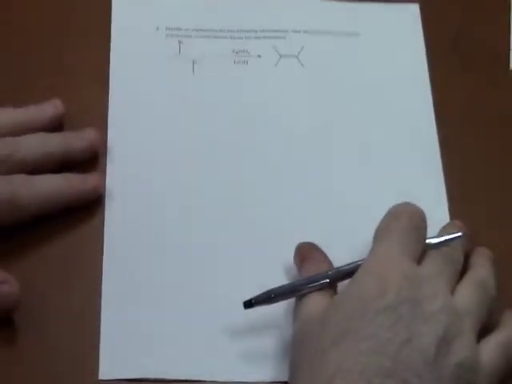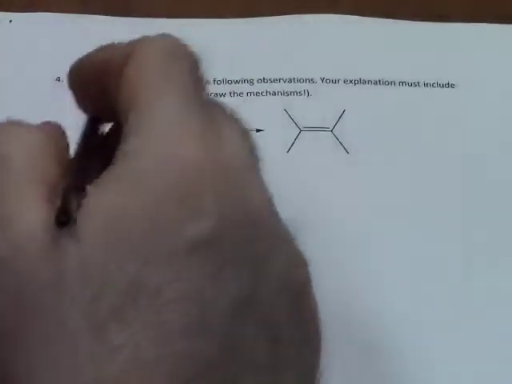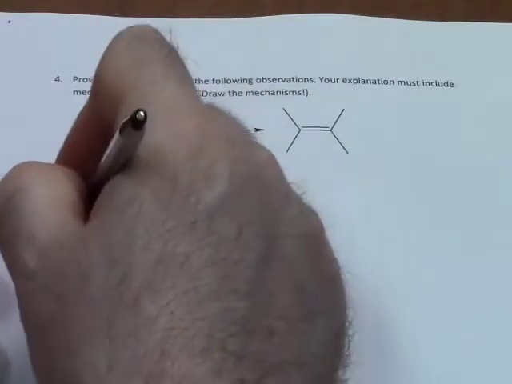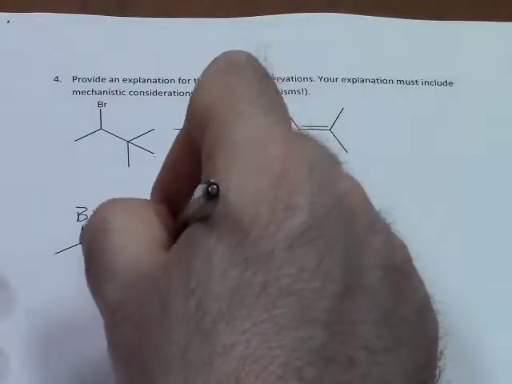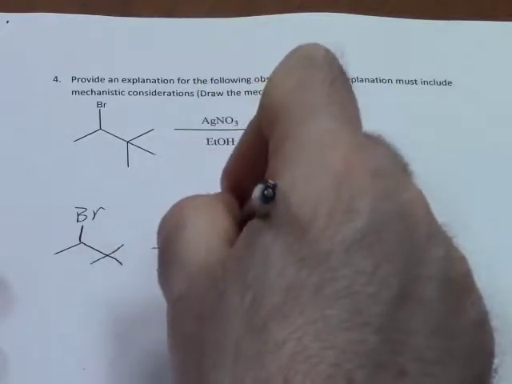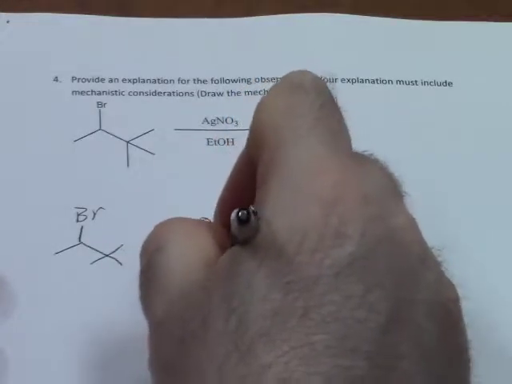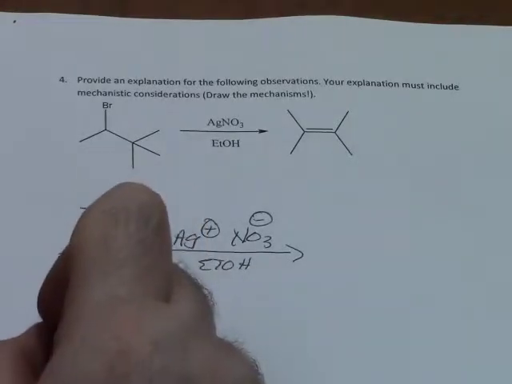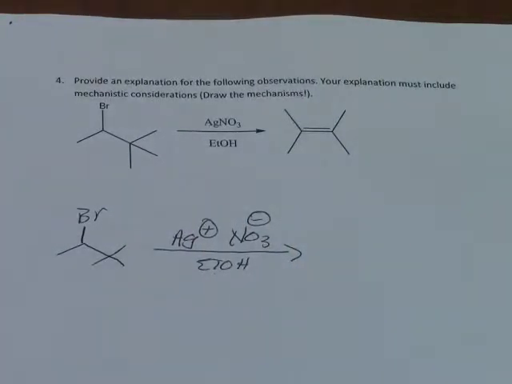All right, let's look at question number 4. It says, provide an explanation for the following observations. Your explanation must include mechanistic considerations. Draw the mechanism. Well, what I can see is I've got a secondary alkyl bromide, and I'm going to mix this with silver nitrate. So that's an ionic compound, as you'll recall from general chemistry. It's in ethanol as solvent, a polar protic solvent. Polar protic solvents can dissolve the alkyl halide, because it's an organic solvent and an organic molecule, but it can also dissolve the salt, and that's kind of important.